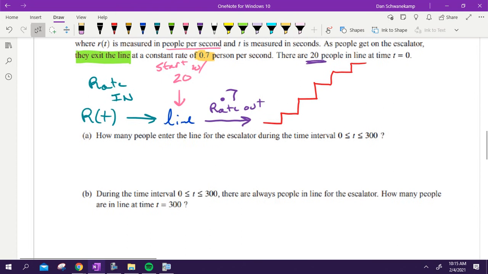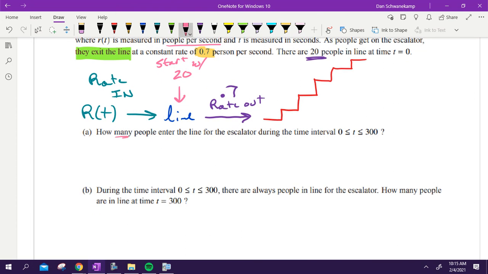How many people enter the line for the escalator during the time interval from 0 to 300? Okay, how many people enter the line? What am I going to do with this? Which equation am I using? Am I using R of t or the 0.7? R of t, because it's the amount of people entering the line. So we're going to deal with R of t.